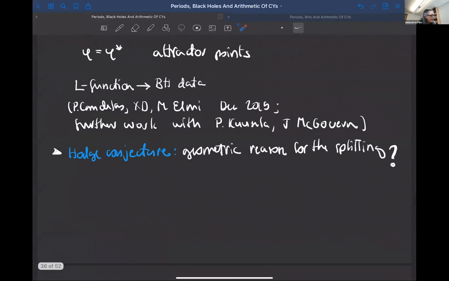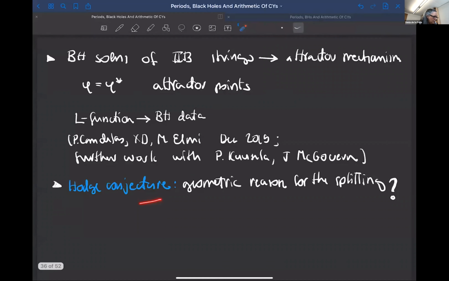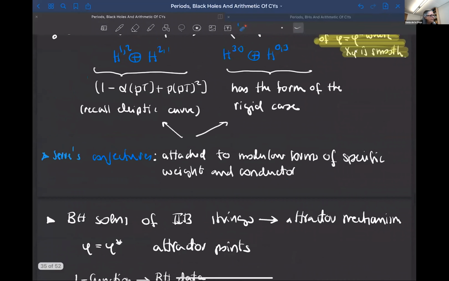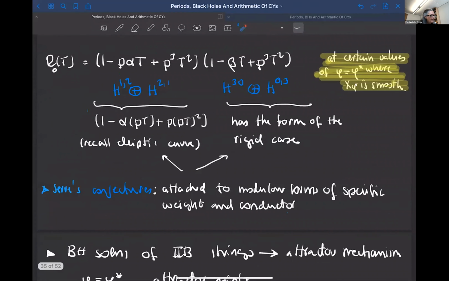Finally, there is the Hodge conjecture, which says that there must be some geometric reason for this splitting. Whereas we understand the geometric reason for splitting in the case of the conifold, we don't understand the geometric splitting yet for this case. We don't know how to explain this geometrically yet.